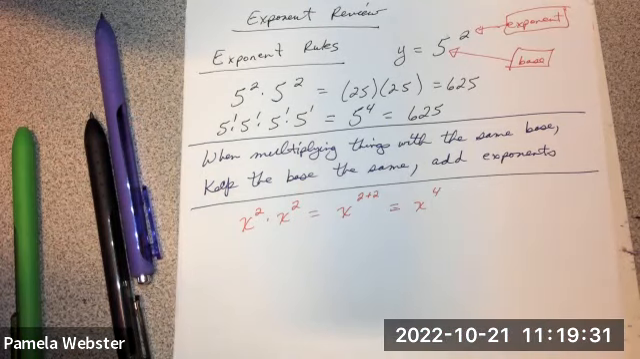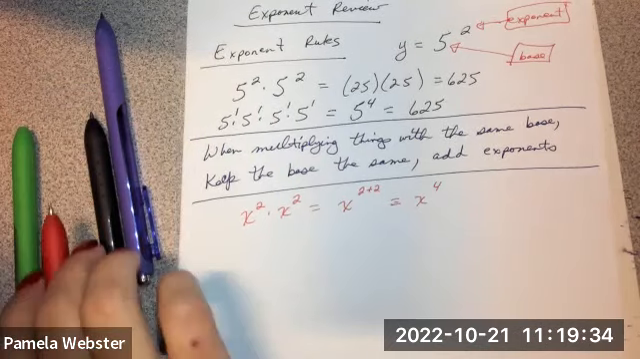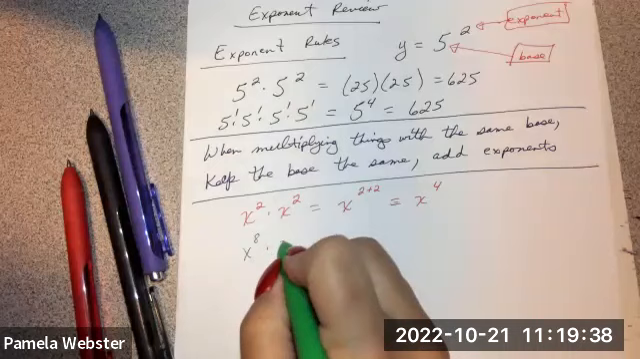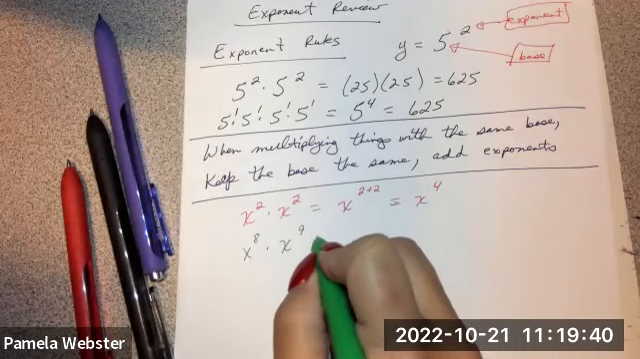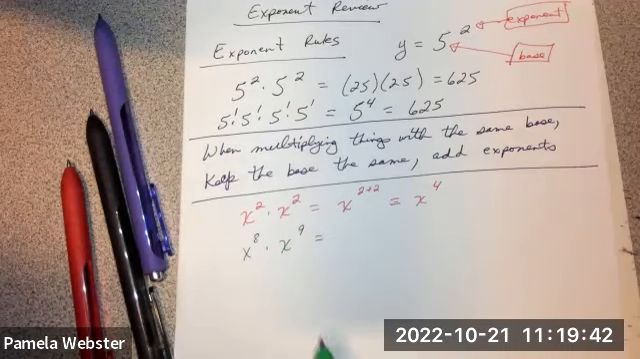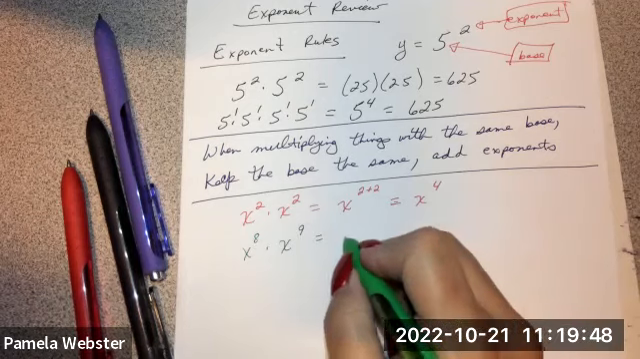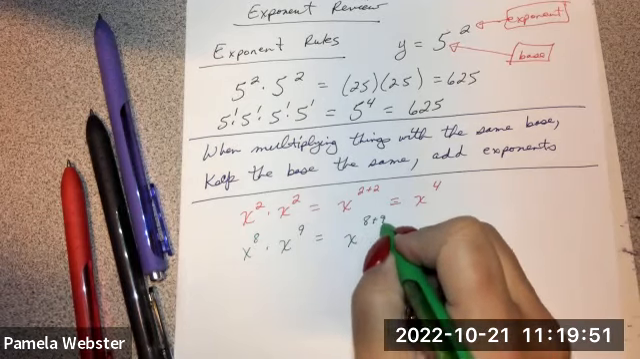What if it was something really big? What if I had something like x to the 8th times x to the 9th? It doesn't matter how big the exponents are. I'm multiplying and they have the same base, so I keep the base, which is an x, and I add the 8 plus the 9.